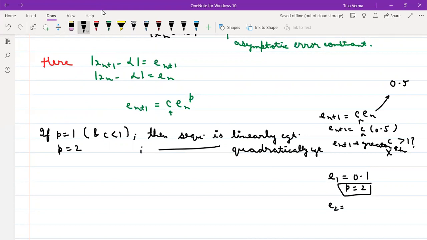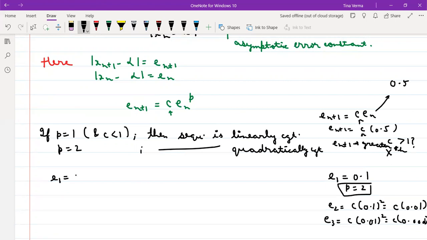तो मेरा second iteration में आपका error कितना हो जाएगा? 0.1 का square. That means error is also reduced here by 0.01. And at the third iteration, आपका error किससे reduce हो जाएगा? 0.01 का भी square. That is your c times 0.0001. That means your error is reducing fast.